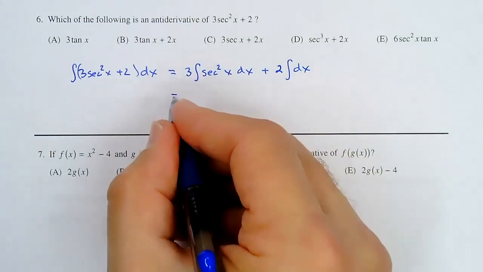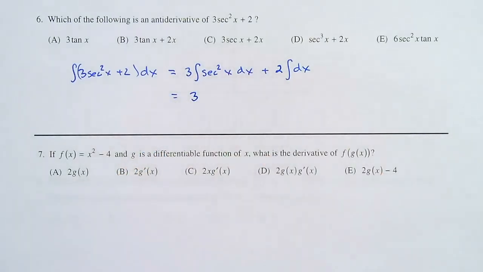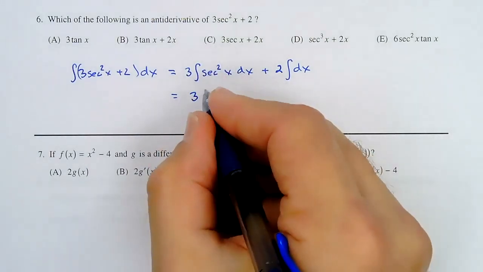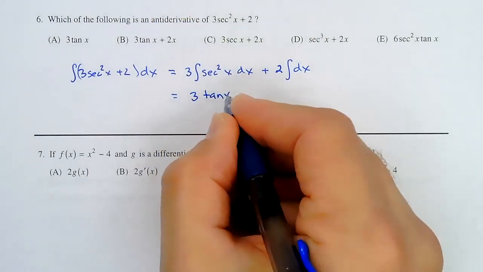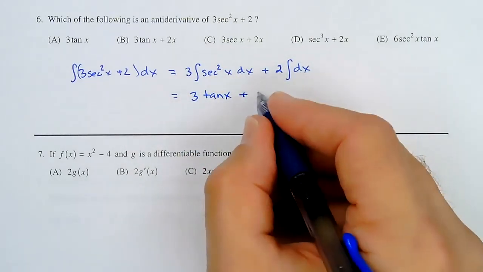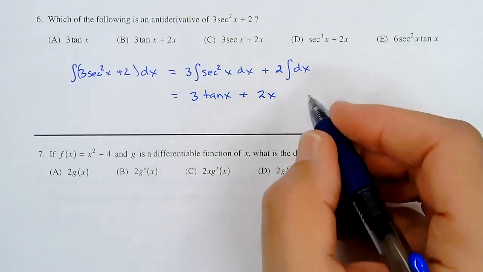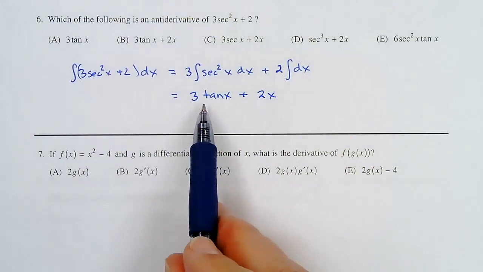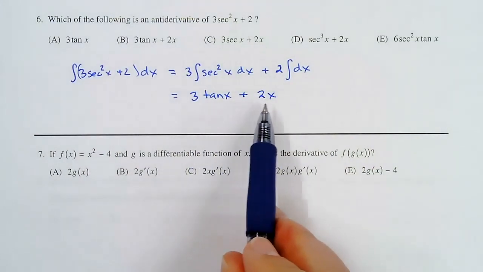So this would equal 3, and then the derivative of tan is secant squared. So the antiderivative of secant squared would be tan of x, and plus, and the antiderivative of dx is just x. So this would be plus 2x. And then plus some constant c, but you notice that none of the answers have that. So really we're just looking for 3 tan x plus 2x, right?